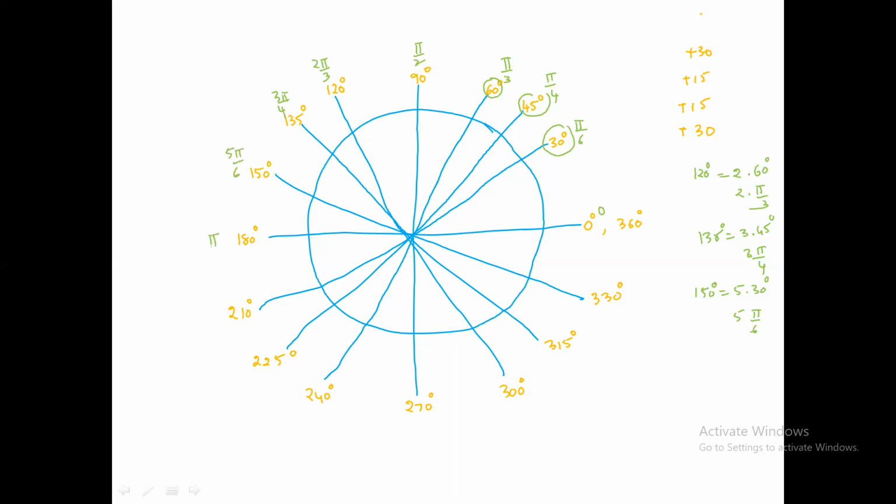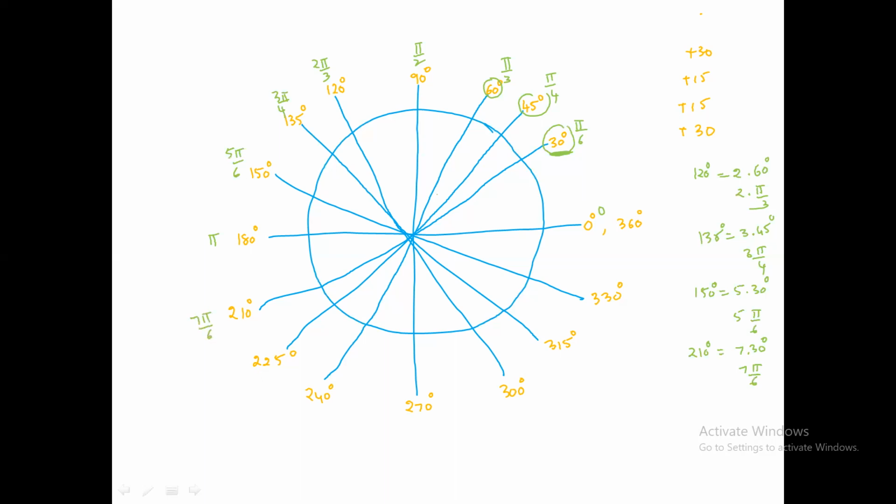180, we know it is pi. Next, for 210, I will use 30. 210 is 7 into 30. That means 7 into pi by 6.